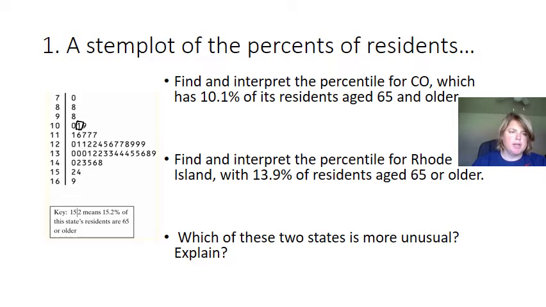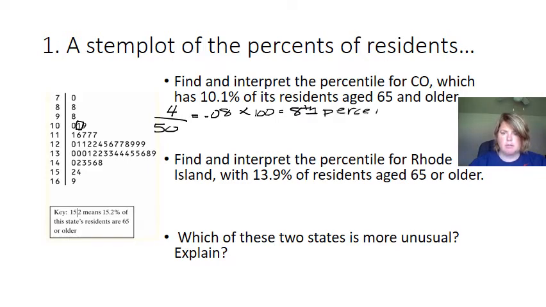So we count the number that are less than it, 1, 2, 3, 4. Divide that by the total. They tell us that there's 50 states. So in decimal world, that's 0.08. Take that times 100 to get a whole number, which would be 8. So therefore, it's the 8th percentile. So it's the number of observations below X divided by the total times 100.